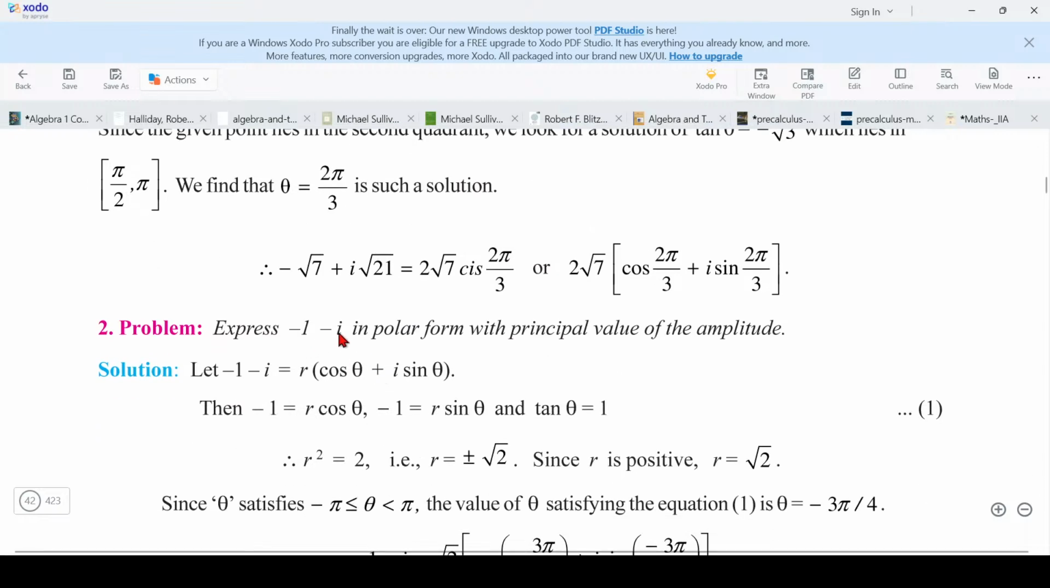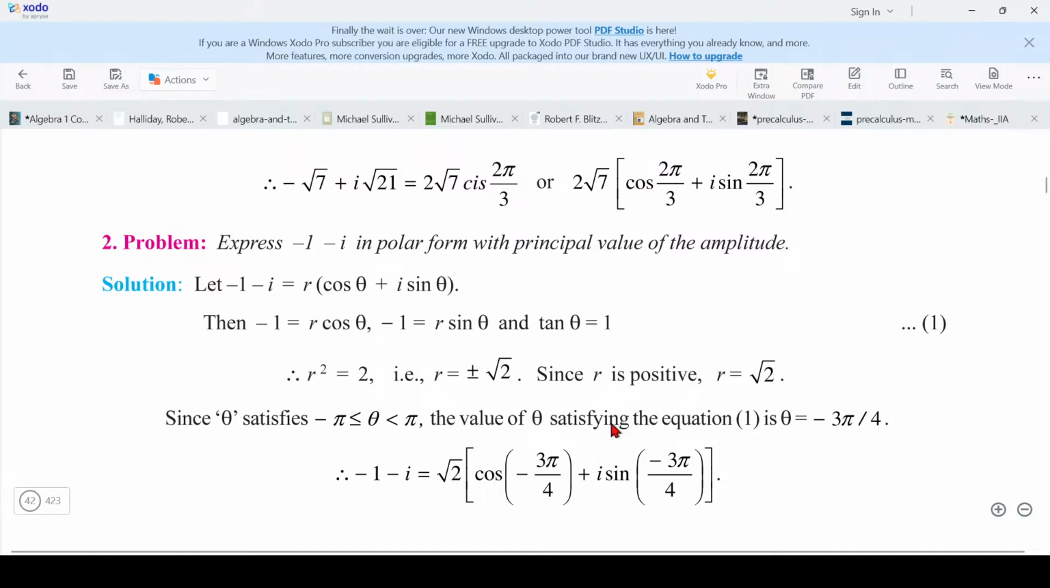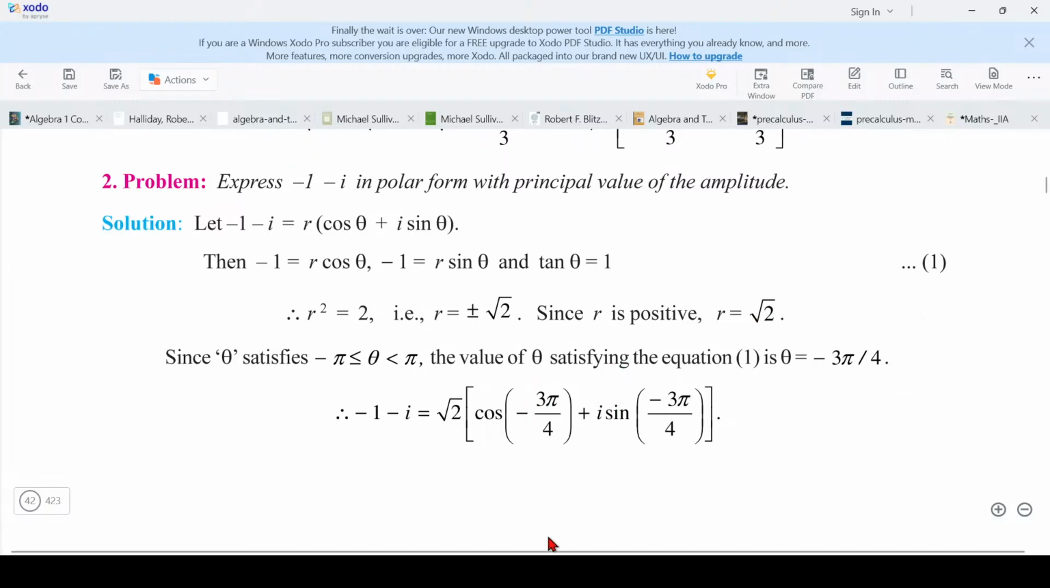Now minus 1. This should be in the third quadrant, right? And what is the magnitude? Magnitude is root 2 and it should be in the third quadrant. That's why we are calling it minus 3 pi by 4. Understood? Okay, very good.